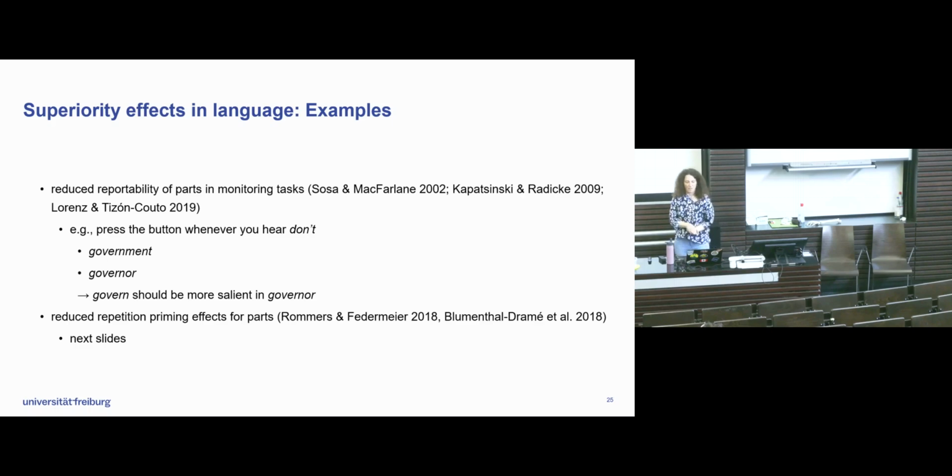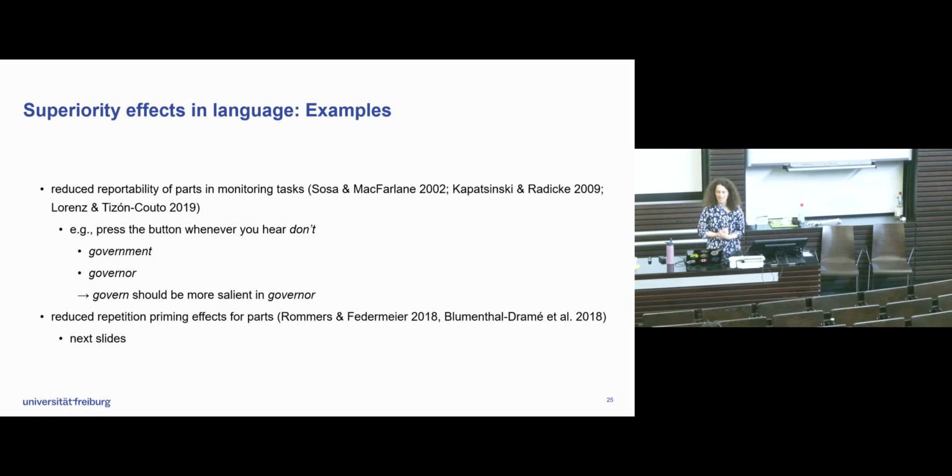Now back to my priming experiment and the idea it's based on. Or the idea that in government, govern should not be very salient because government is a chunk, and that in governor, govern should be more salient.